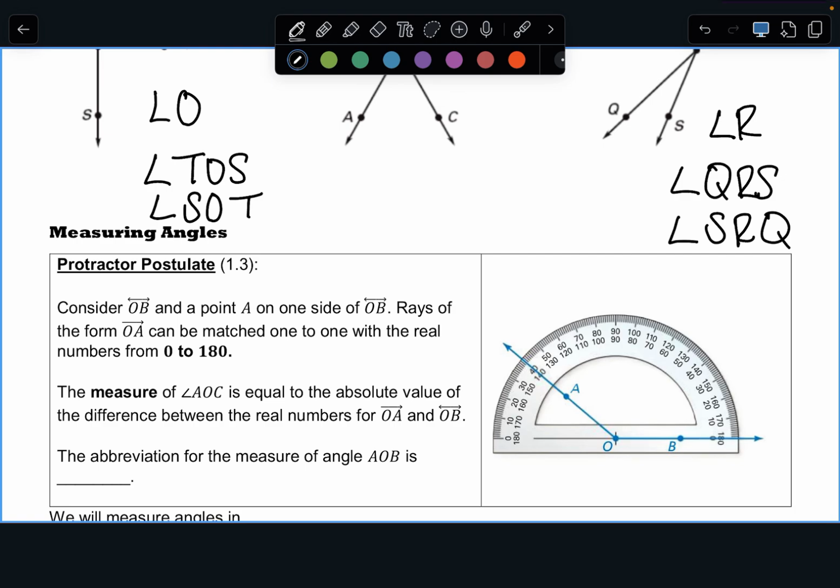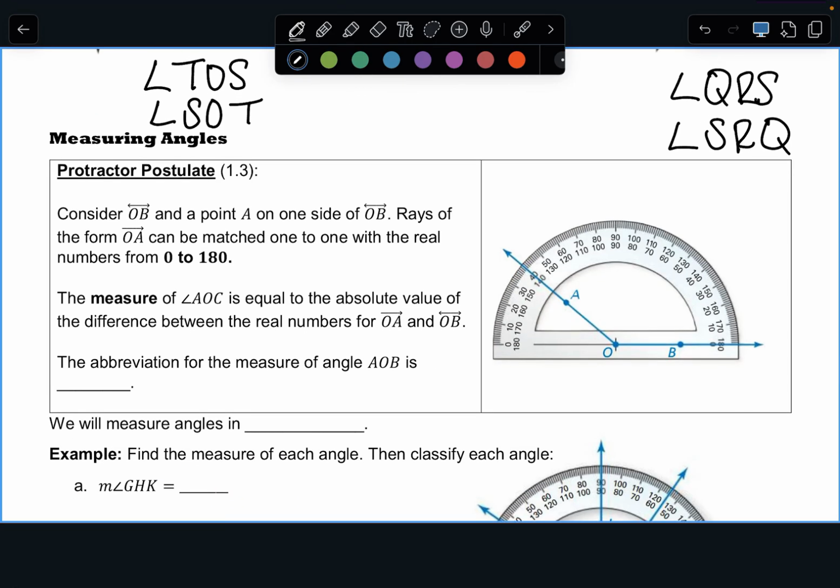Okay. Do we remember how we have something called the ruler postulate that tells us that we can measure segments? Do we remember learning about that? Just like with segments, we have something that we can use to measure angles and give a number for each angle. Has anyone seen this shape before? Protractor. This is what we use to measure angles.